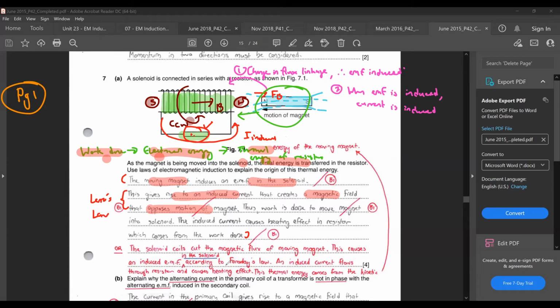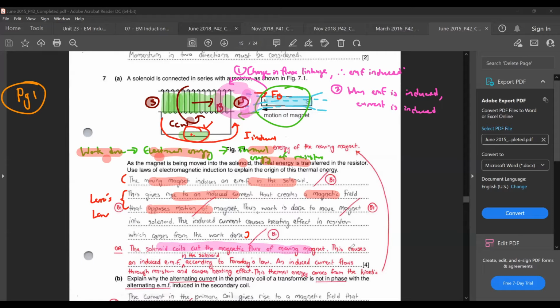Right. Now, there could also be other ways to explain the same thing. This one is explaining it purely from an energy point of view. Those are the statements written in red below. The first two statements are actually the same. Here I say that the solenoid cuts the magnetic flux of the moving magnet. Rather than saying that there's a change in flux linkage, I can also say that the solenoid is cutting the magnetic flux of the magnet. It works just as fine.